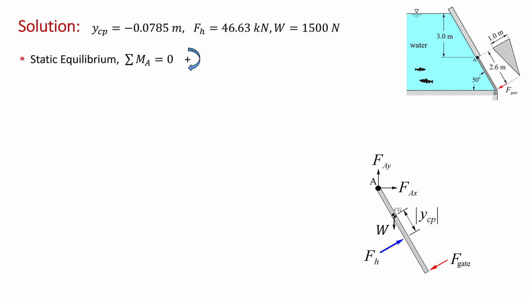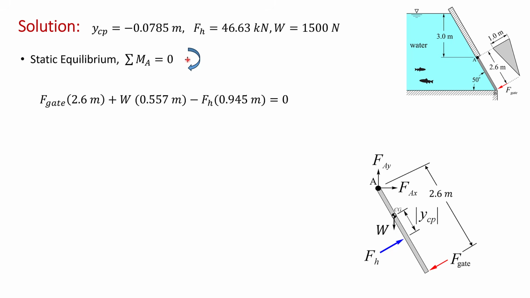For static equilibrium, the sum of the moments about the hinge at A will be 0. I've arbitrarily taken clockwise as positive. So here's the moment calculation. F_gate has a moment arm of 2.6 meters. It's positive. In other words, it acts in the clockwise direction. So the moment arm is a full 2.6 meters. The weight also has a moment in the clockwise direction.